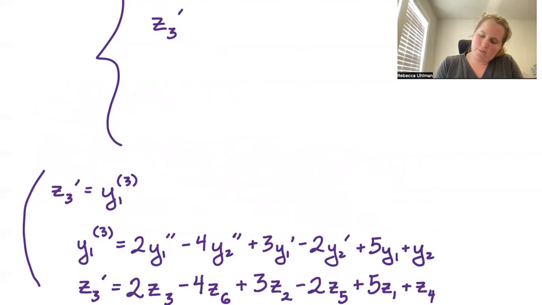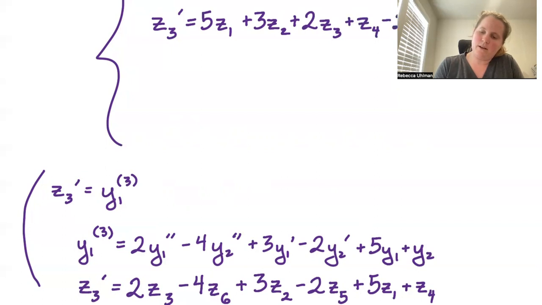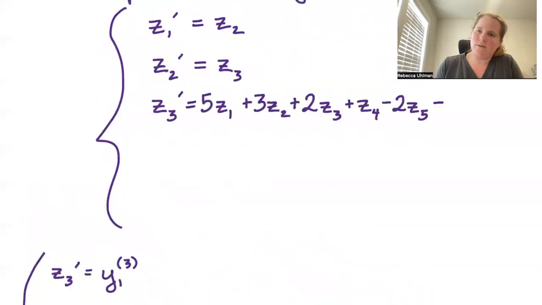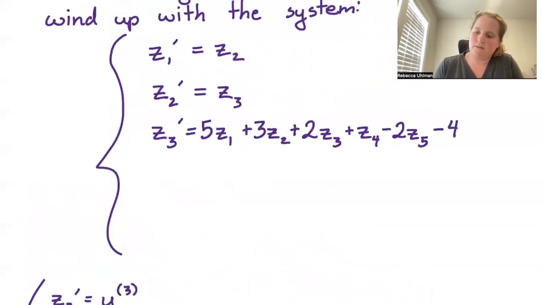So we can rearrange that equation. We have z3 prime is equal to 5z1 plus 3z2 plus 2z3 plus z4 minus 2z5 minus 4z6.